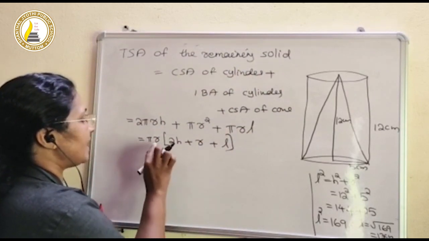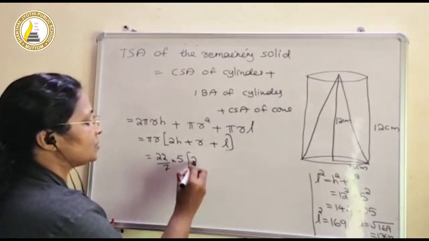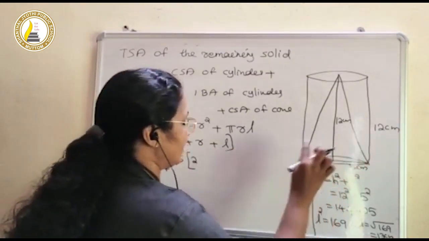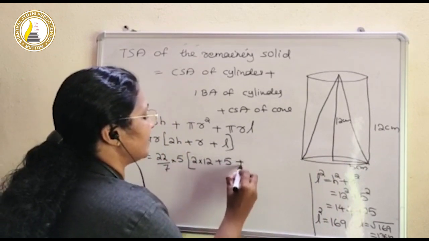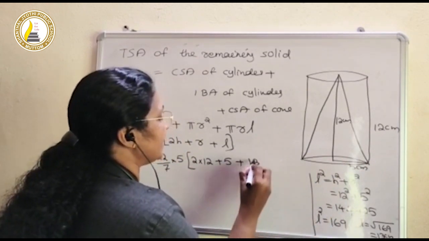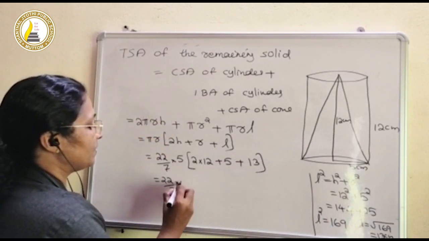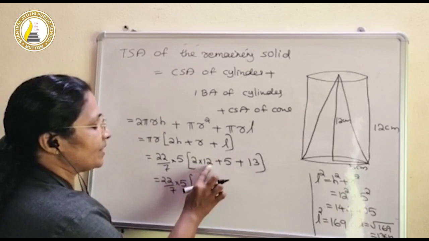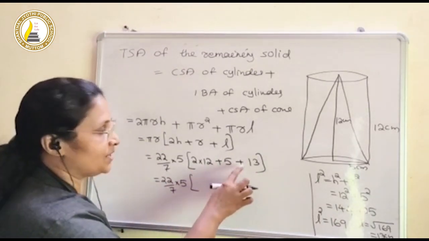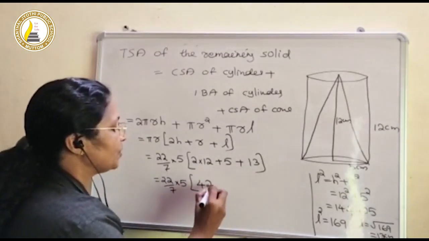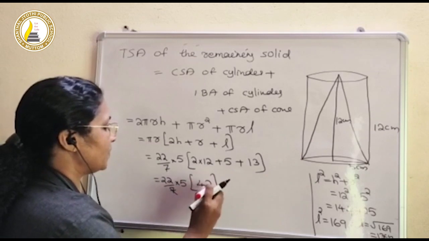Since R is 5. What is 2H? 2 into 12, H means 12. Plus radius 5 and slant height L 13. It is equal to 22 by 7 into 5 into (2 into 12, 24, plus 5, 29, plus 13, 42), which is a multiple of 7. So we can cancel 7 and 42.